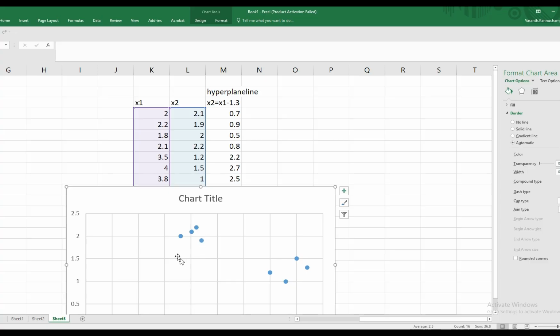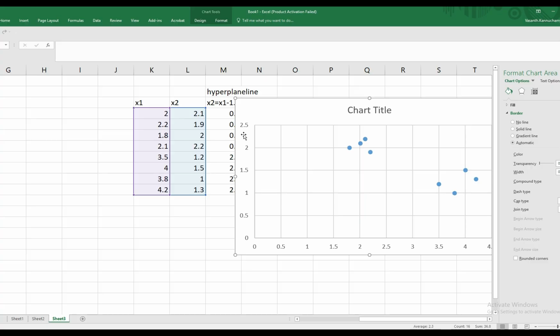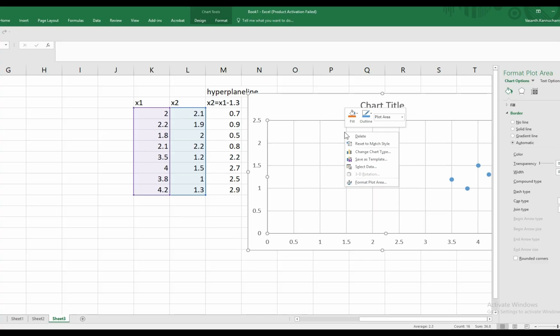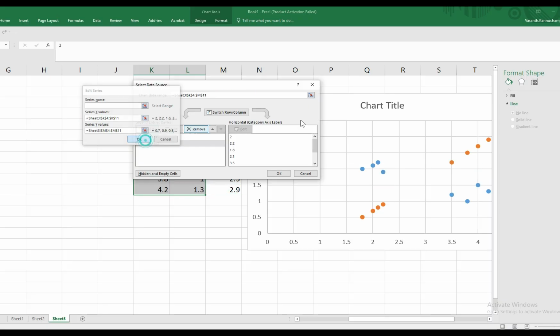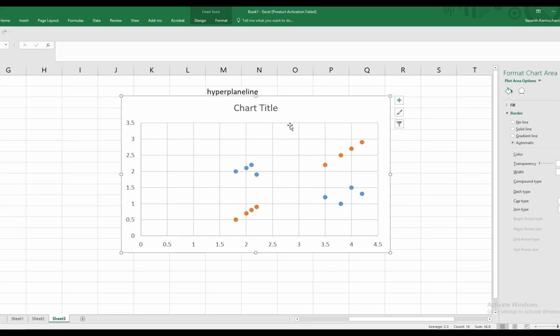So you have something that belongs to this category, another one belongs to another category. Now we can also plot the equation of hyperplane line, x2 versus x1. So let's plot that. Select data, add the x1 will be here, and x2 will be the equation of hyperplane, which is this one. If you see that, we already showed that your hyperplane exactly divides your category 1 from category 2, and that's because we already identified the right vector.